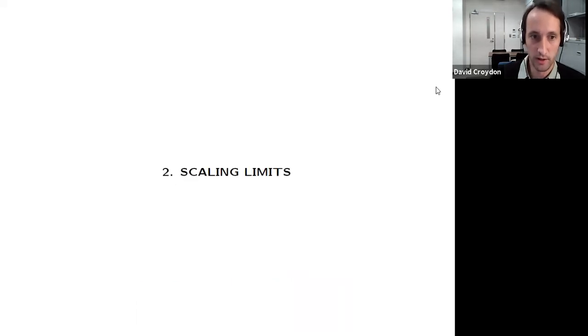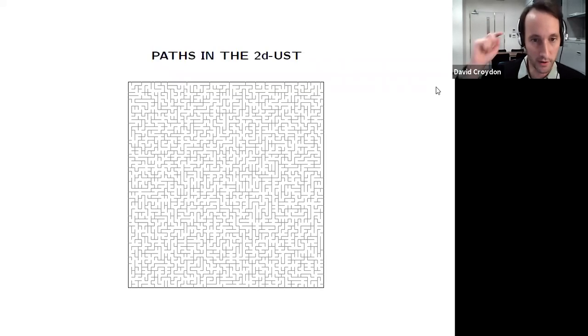Yeah, so scaling limits, how do we understand these? Well, there's a strong connection between the uniform spanning tree and loop-erased random walks. In particular, if we take two vertices in the uniform spanning tree, it's known that the path between them is a loop-erased random walk. This goes back to Pemantle.